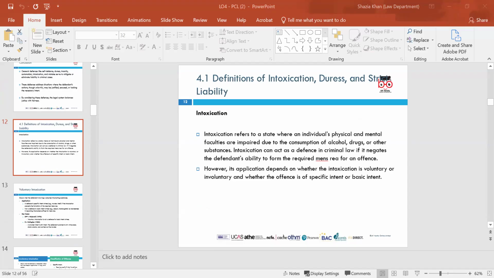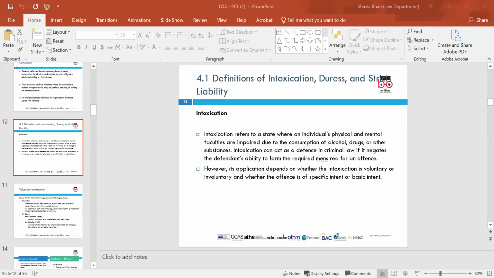So the first one is intoxication. Intoxication refers to a legal defence strategy in criminal law where the defendant argues that they were incapable of forming the necessary mental state or intent required to be found guilty of a crime due to being under the influence of alcohol or drugs at the time of the offence.